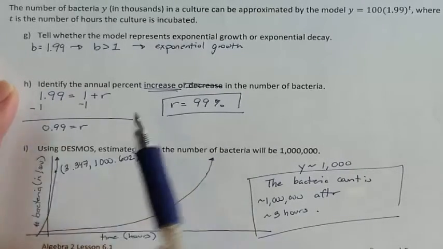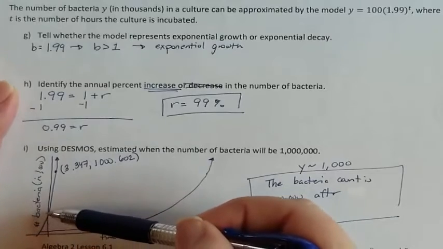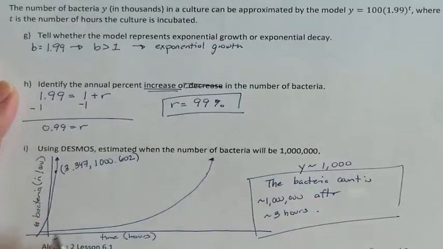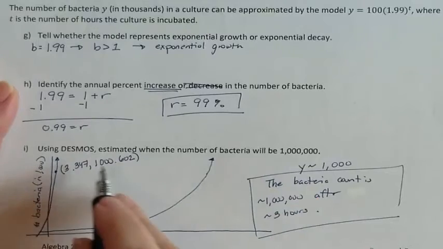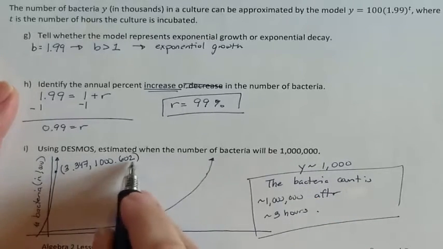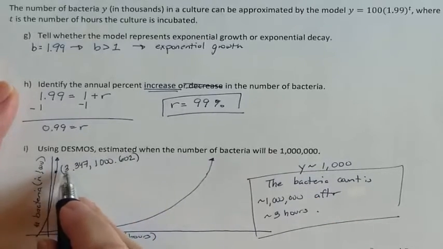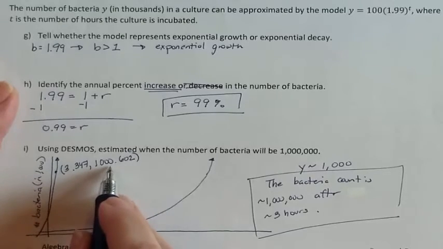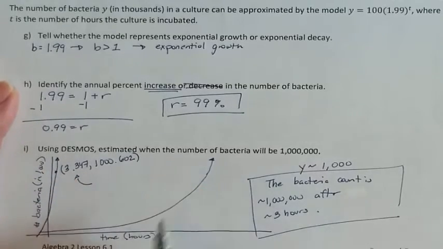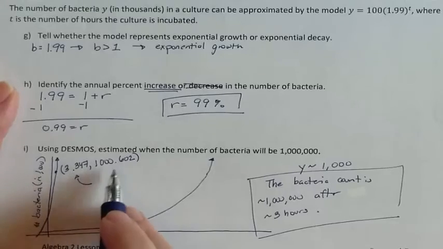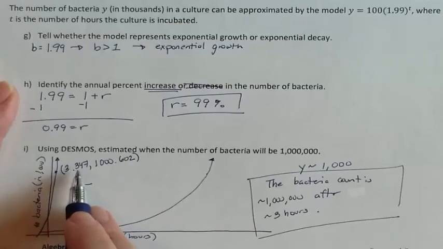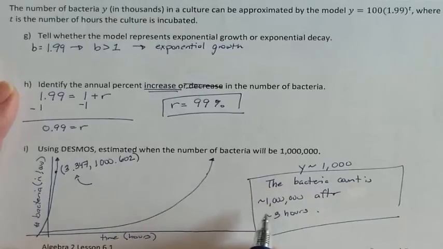When we looked at Desmos, our bacteria growth model hugged the Y-axis so incredibly close that it needed to look like this instead. So I was going along the Y-axis, and I was looking for when my Y was 1,000. And I found this coordinate point, 3.347, really close to the X-axis, and close to 1 million. This X value right here is my time in hours. So when did I reach the 1 million bacteria count? About 3.3 hours. So the bacteria count's about 1 million after close to 3 hours.